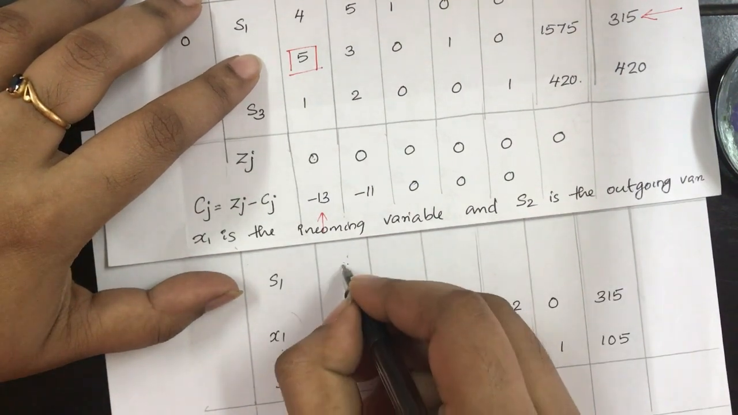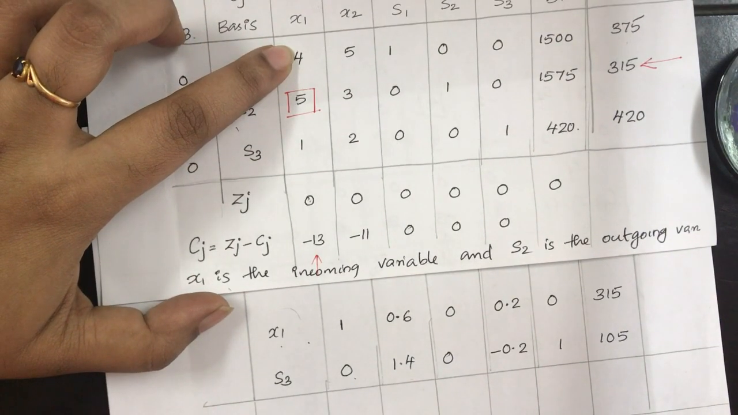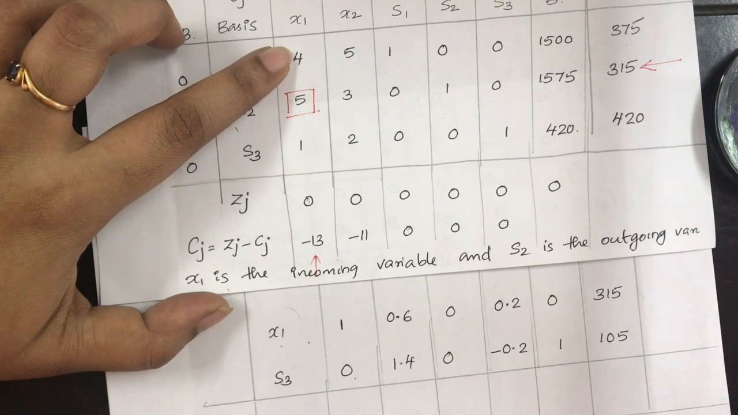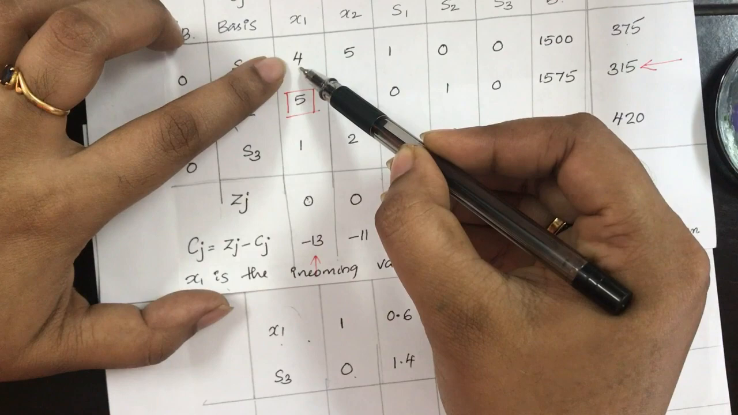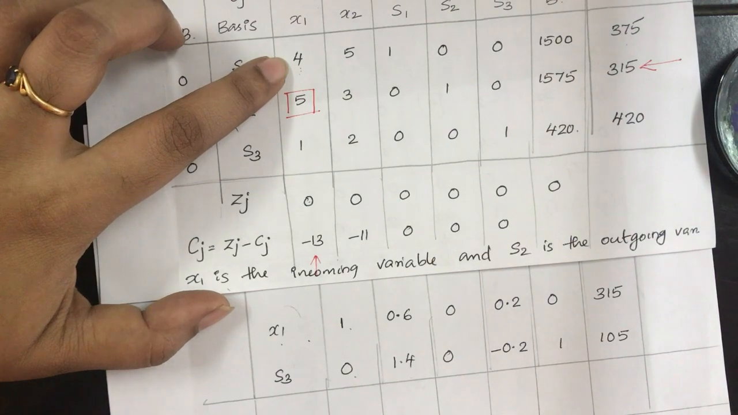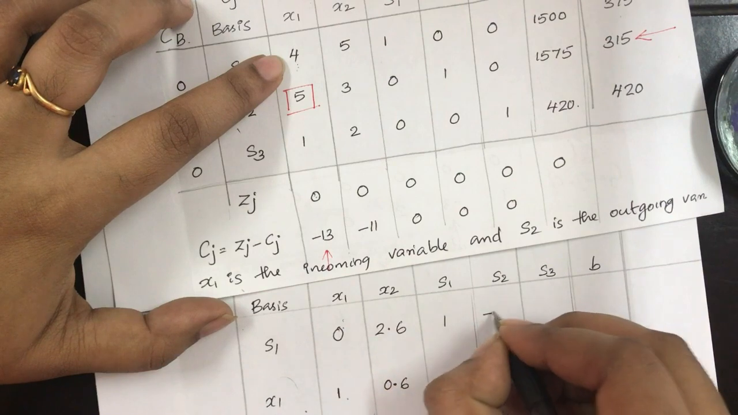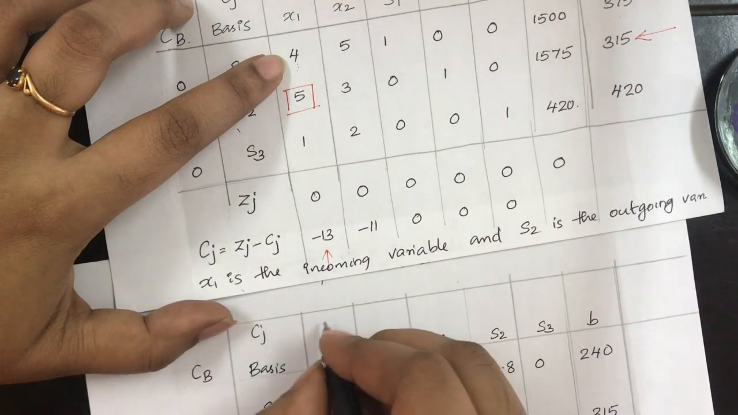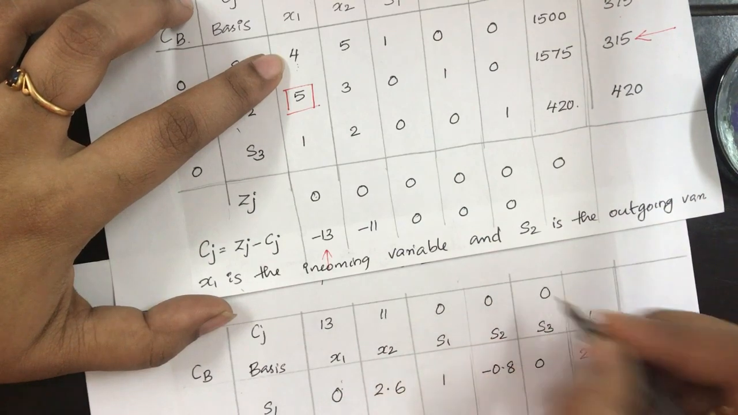Now we need to make this value also 0. For that what we need to do? R1 changes to R1 minus 4R2. This is the previous R1. This R1 changes to this R1 minus 4 into R2. So values will be 0, 2.6, 1, minus 0.8, 0, 240. Then Cj values, there is no change, 13, 11, 0, 0, 0.